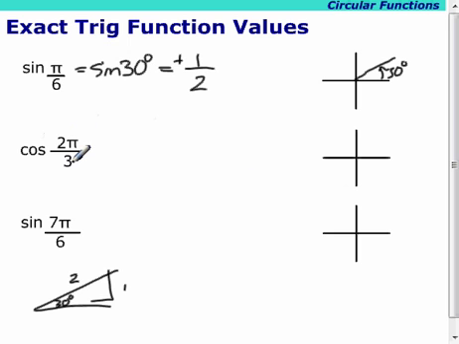Let's try another one. Cos of 2 pi over 3. Again, I can figure out where that angle is. Let's just do that. 2 pi over 3 times 180 over pi. The pi's cancel.